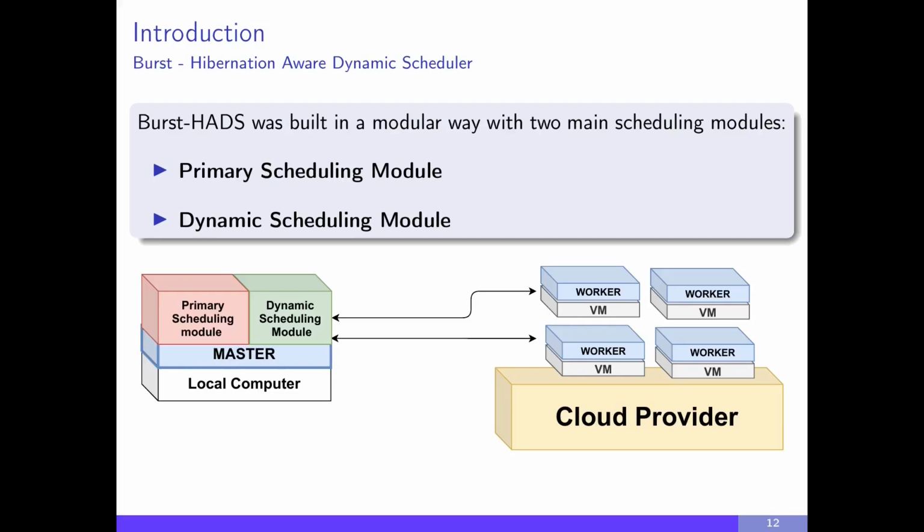Okay, so BurstHead was built in a modular way with two main scheduling modules, the primary scheduling module and the dynamic scheduling module. The framework uses a master-worker standard, where the master runs locally and sends commands through the network to the workers that are running in each one of the VMs. So the scheduling decisions are taken locally in the master, while the workers are responsible, for example, for monitoring the tasks' execution and monitoring the VMs.